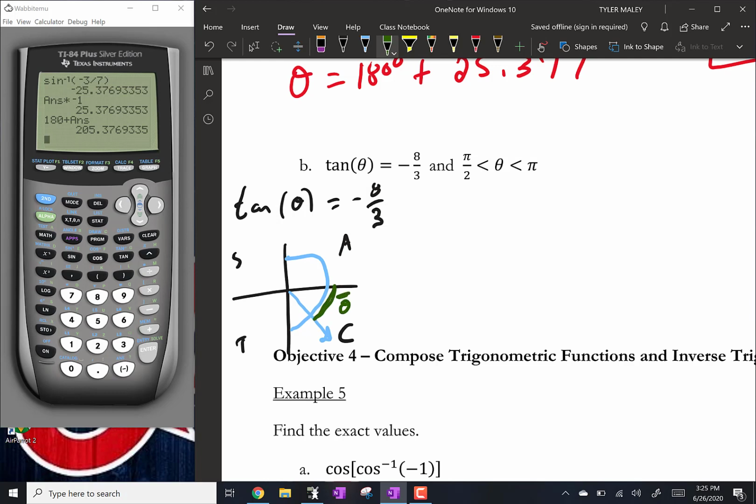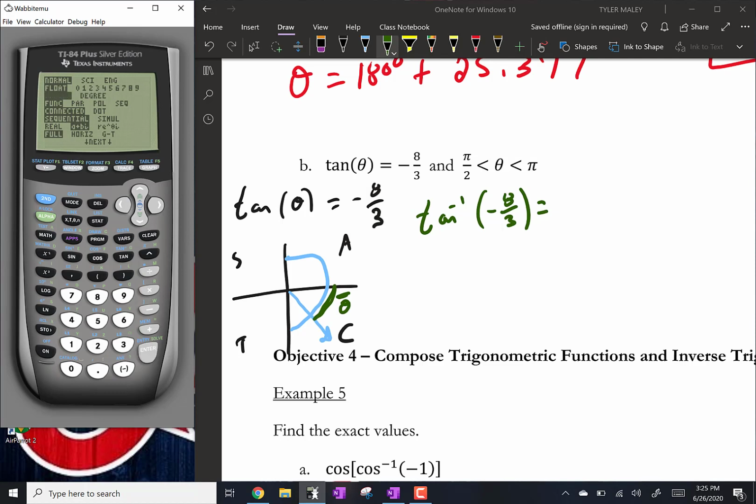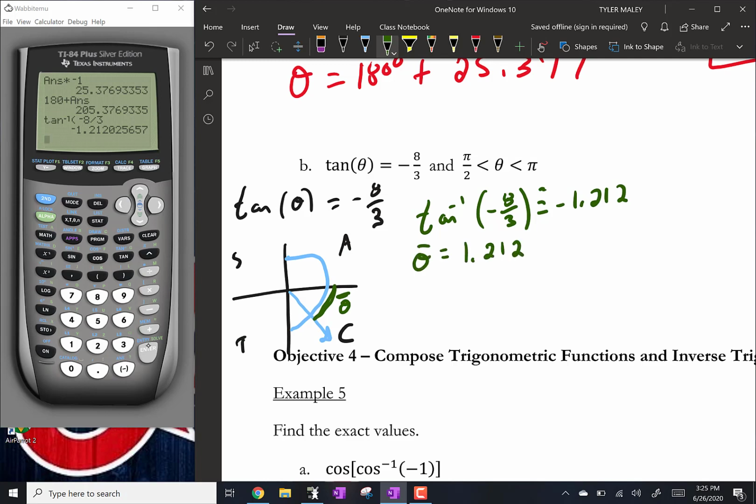So if I take inverse tan of -8/3, let's see what we get. So just to be clear, this should be in radians, so I need to switch my mode on my calculator. So we'll do second tangent of -8/3, and we get roughly -1.212. Right, so that's what this. So this reference angle is 1.212. So I'm going to multiply this by -1, and then I'm just going to store this as a. Right, so anytime I use a in my calculator, it'll just do that number.